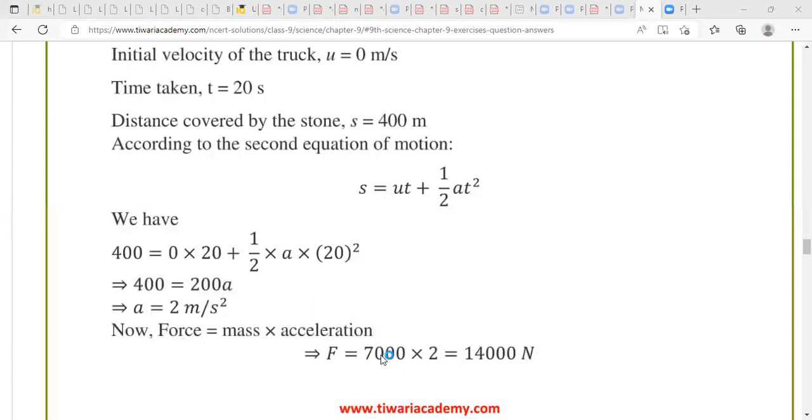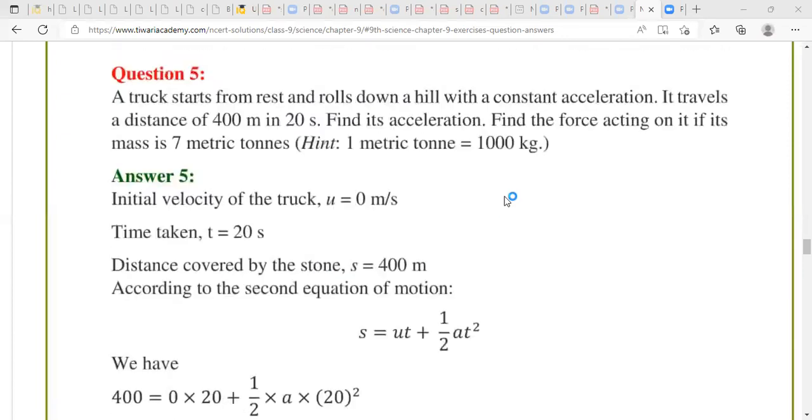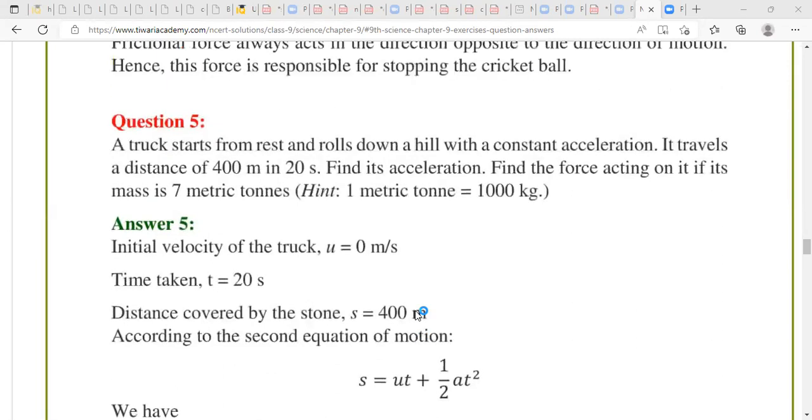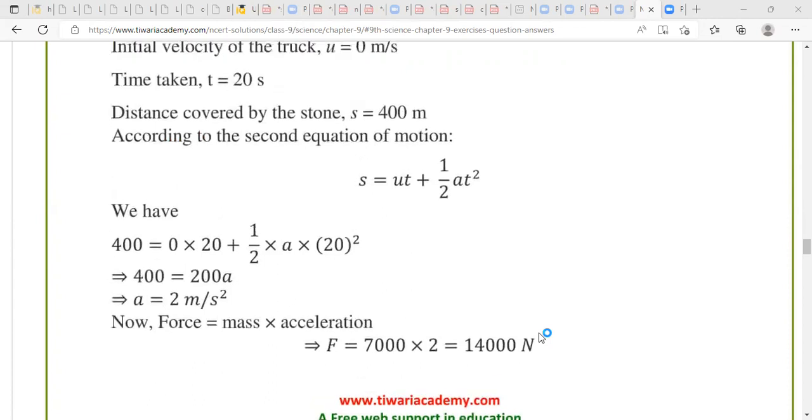So this is the mass, which is already given to you. This is 7. In 1, it is 100 kg. So in 7, it will be 700 kg. So 700 multiplied by 2, you got this. Clear? Yes, ma'am. Okay.